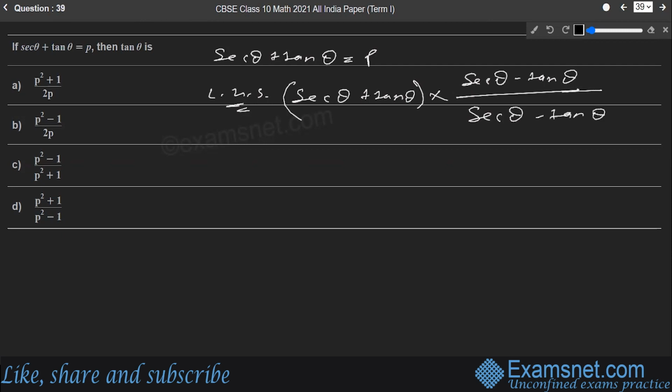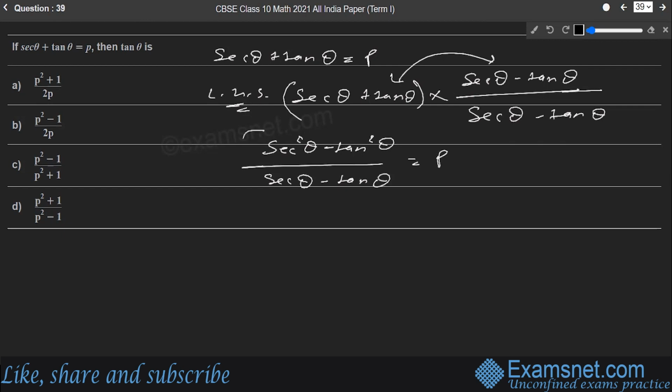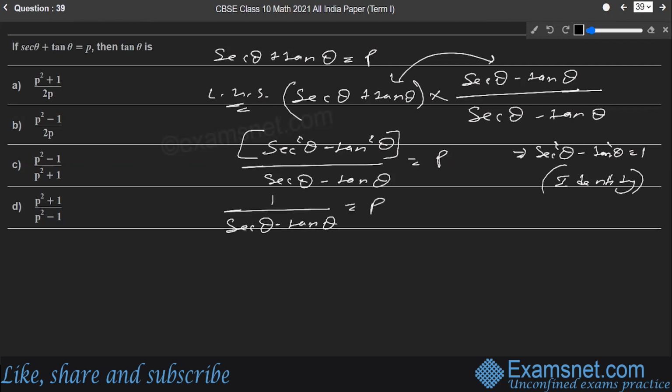If you do this, on the numerator side, you can see this is a plus b and a minus b, which is nothing but a square minus b square. So this is equal to sec square theta minus tan square theta over sec theta minus tan theta is equal to P on the right hand side. But as we know, sec square theta minus tan square theta is nothing but 1. That is a trigonometrical identity, as we already know. So it reduces to 1 over sec theta minus tan theta is equal to P.